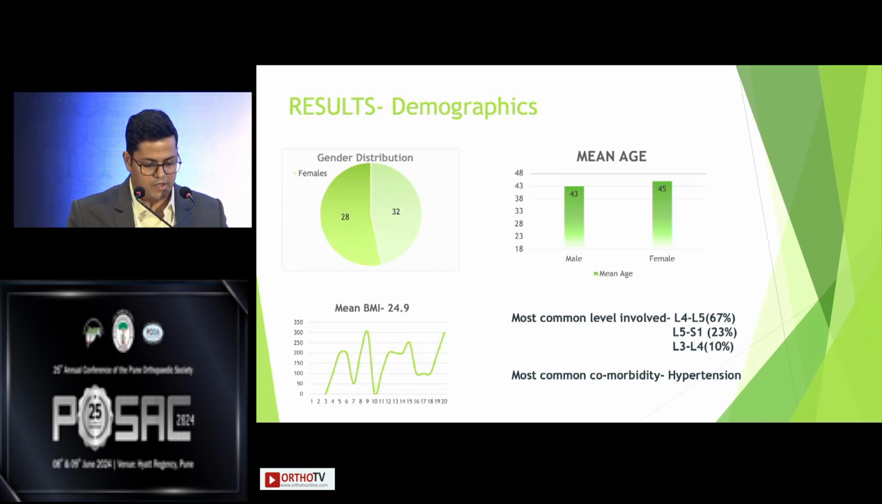This is the demographic data, where 28 females and 32 males were there in the study. Mean age for males was 43 and for females was 45. The most common level involved was the L4-L5 level.